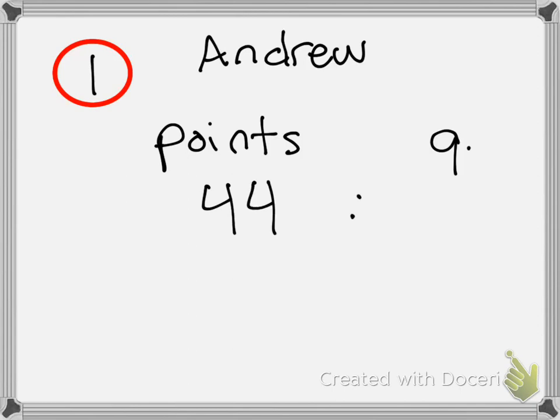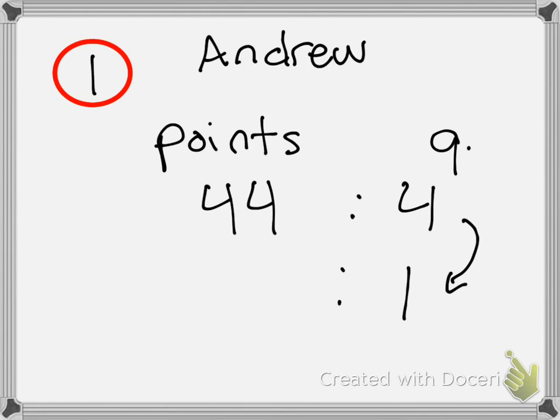44. And how many quarters was that in? 4. We want to get it down to a unit rate, so we want to get it down to 1 quarter. Where do I put that 1, Andrew? Under the 4. How do I get from 4 to 1 with division? Divide it by?